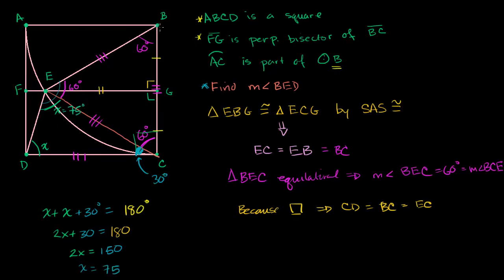We need to figure out angle BED. Well, x is equal to the measure of angle CED. So BED is CED plus BEC. So the 60 degrees plus 75 degrees. So it's going to be, ready for the drum roll, this is going to be equal to 75 degrees plus 60 degrees, which is equal to 135 degrees. And we are done.